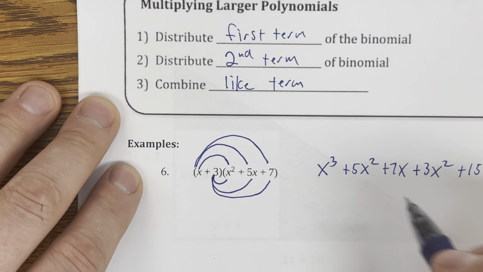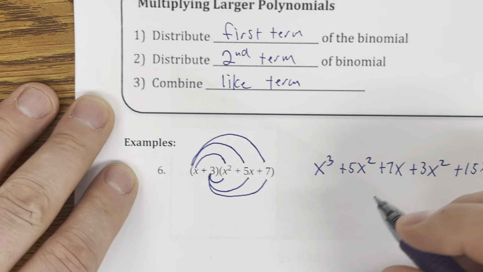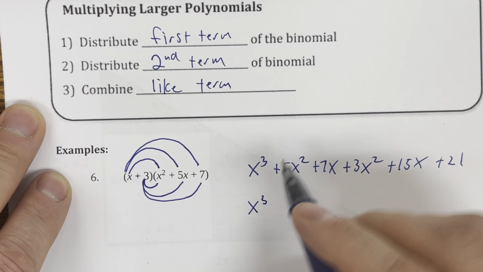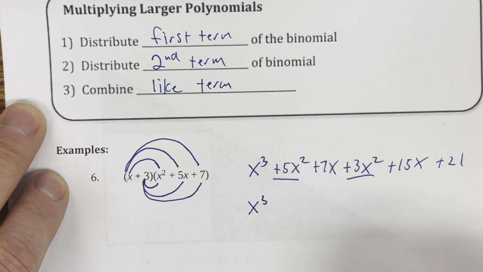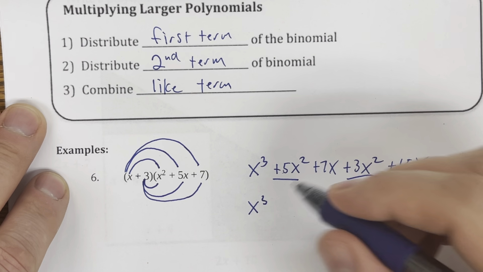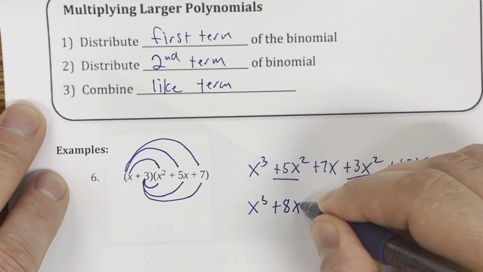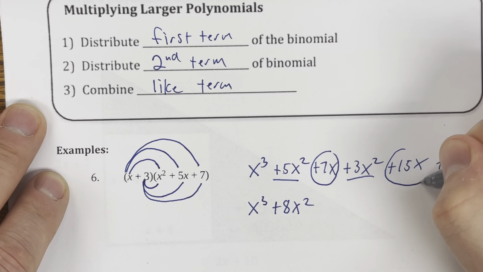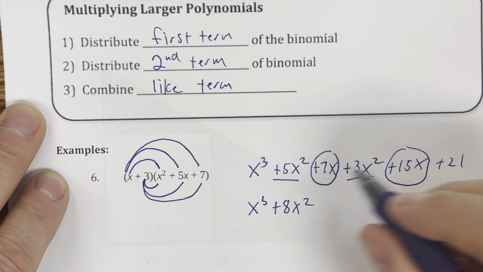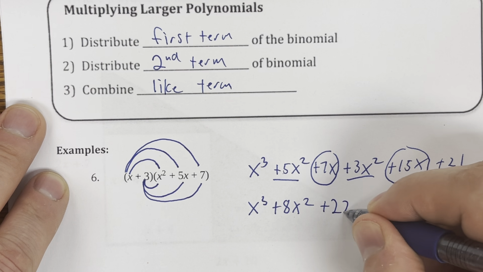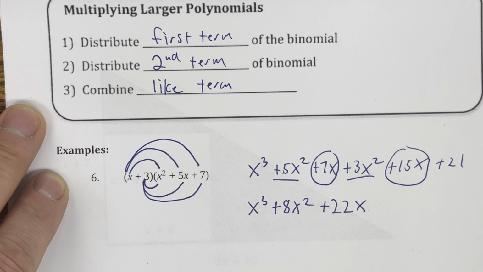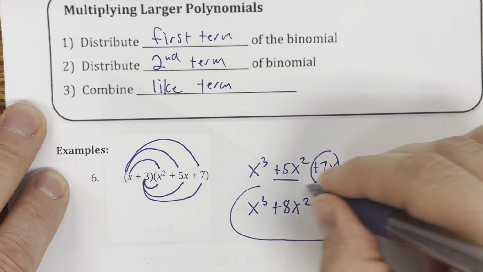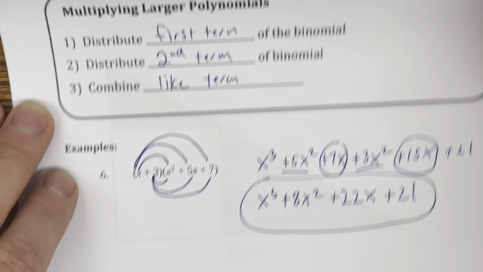Now when I combine them, x to the thirds, there's only one of them, okay? So that's going to stay x to the third. X squareds, I see one here, and I see one here. Add those together. 5 plus 3 is 8x squared. Now our 7x is getting combined with our 15x. Those are like terms. 7 plus 15 is 22x. It's positive, so I put a plus sign. Then we still have our plus 21. We got it. Next one.